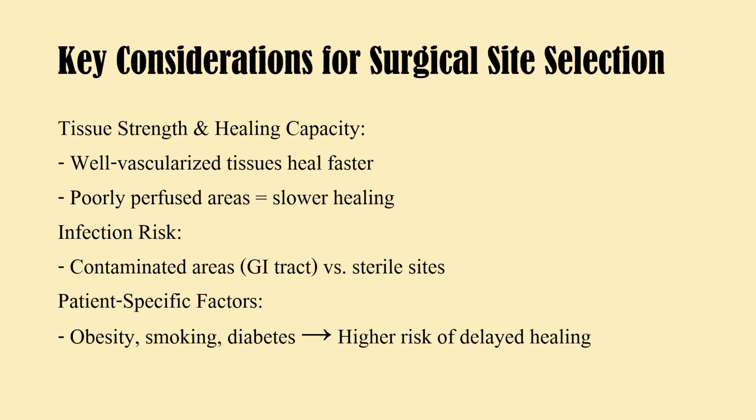Key considerations for site selection include evaluating the site's tissue strength, healing capacity, and if it is well vascularized. Well vascularized tissues heal more quickly, while areas with poor blood supply heal more slowly. The risk of infection is higher in contaminated locations like the GI tract, and patient specific factors like obesity, smoking, or diabetes can delay wound healing.